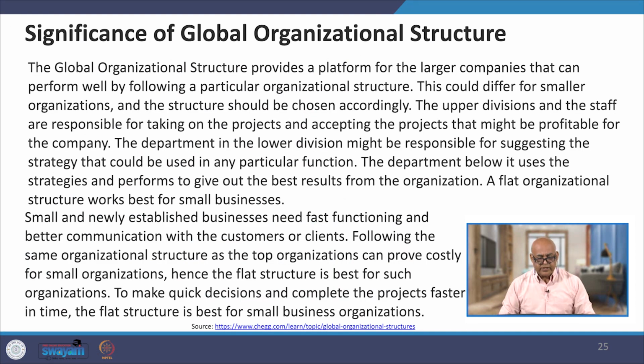The global organization structure provides a platform for larger companies that can perform well by following a particular organization structure, and this could differ for smaller organizations. So the structure should be chosen accordingly. The upper division and the staff are responsible for taking on and accepting the projects that might be profitable for the company. The department in the lower division might be responsible for suggestions and the strategy that could be used in any particular function. The department below it uses the strategies and performs to give out the best results from the organization.